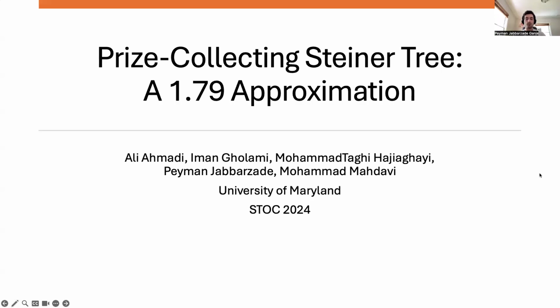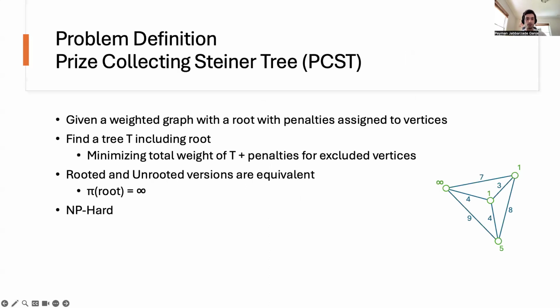Hello everyone, my name is Peyman Jabbarzadeh and I want to present a 1.79 approximation algorithm for prize-collecting Steiner tree, which is a joint work with Ali Ahmadi, Iman Gholami, Mohammad Taghi Hajiaghayi, and Mohammad Mahdavi. So let me start by defining the problem.